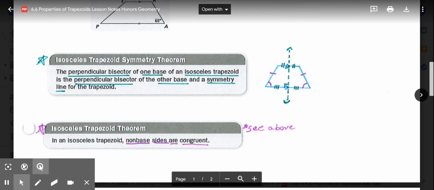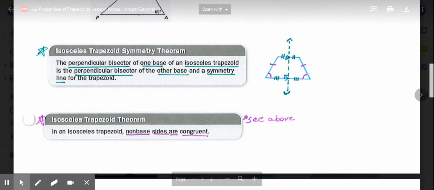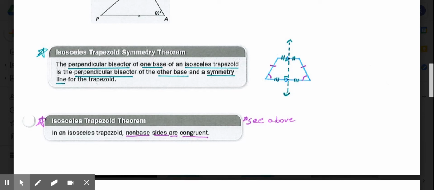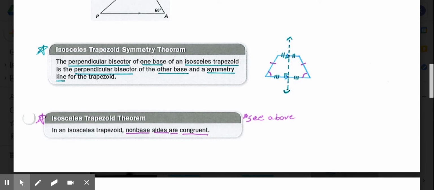Then we'll take a look at the isosceles trapezoid symmetry theorem. This is particular to just an isosceles trapezoid. If we remember what an isosceles trapezoid is, it means that the two sides that are not the bases are congruent to each other, meaning our base angles down here are also congruent.